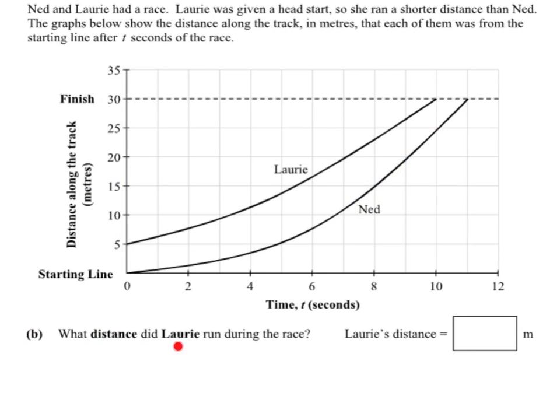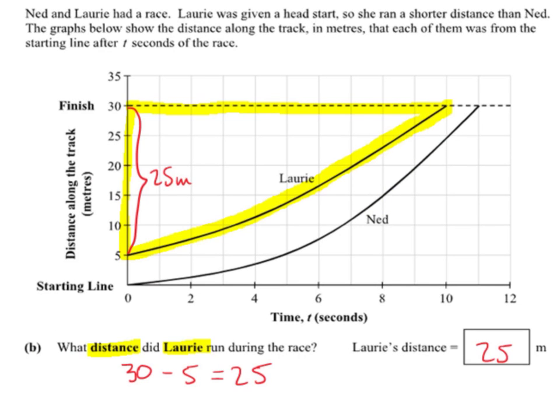Part B. What distance did Laurie run during the race? Well, Laurie started at 5 meters because she had a head start. And she also ran the full race, which ended at 30 meters. And from 5 to 30, there is a distance of 25 meters. 30 minus 5 is 25, so she ran 25 meters.